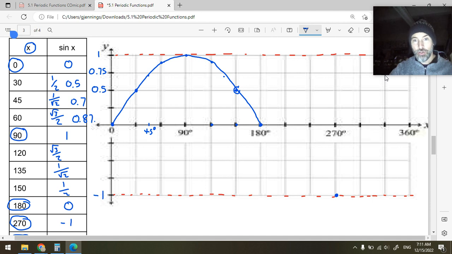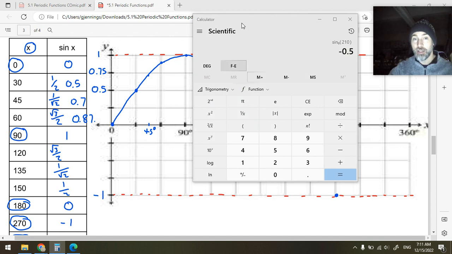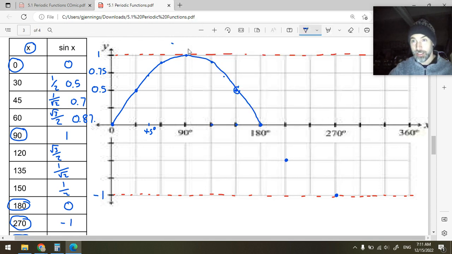If I was at 210, I would be at -1/2. And then just check that on your calculator to make sure. You're going to go, wait, clear. I keep on forgetting. 210, but I take the sine of, -1/2. Okay, cool. What I'm seeing visually is being confirmed on the calculator.